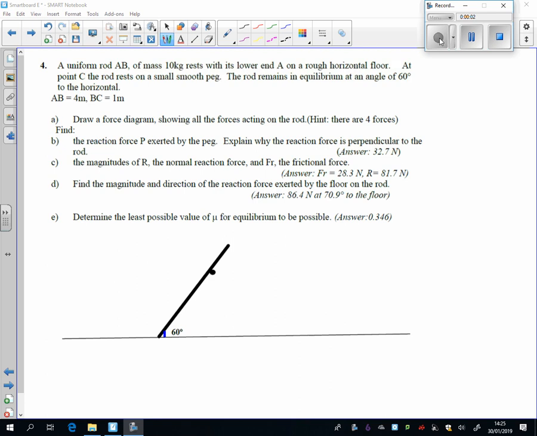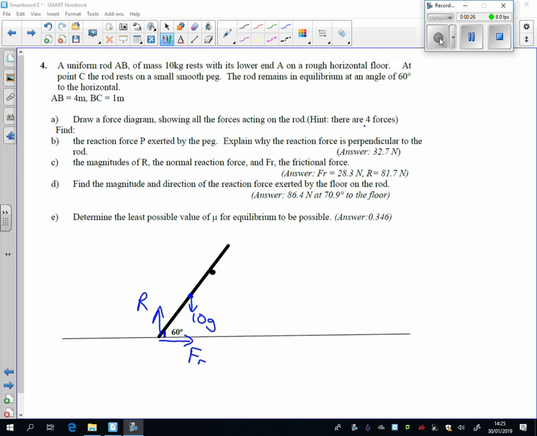Question 4. I've started the diagram for you. You've got to put the 4 forces on this to get there. Well, as usual, there'll be a normal reaction here, pushing upwards. There's also some friction here, stopping it sliding. We've got the weight coming down here, so the weight is 10, so that's 10g coming down here.